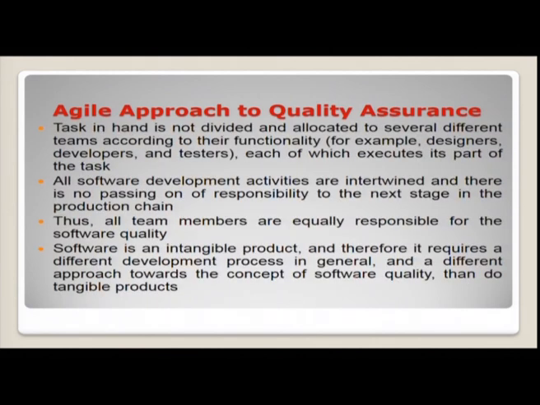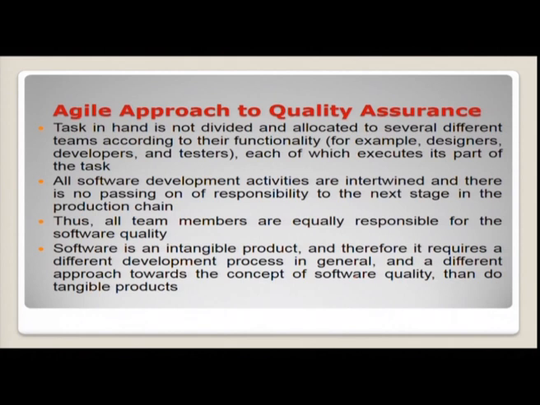The task in hand is not divided and allocated to several different teams according to their functionality, for example, the designers, developers and testers, each of which executes its part of the task. All software development activities are intertwined and there is no passing on of responsibility to the next stage in the production chain. Thus, all team members are equally responsible for the software quality.